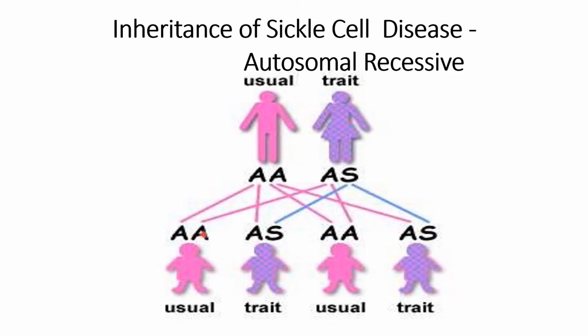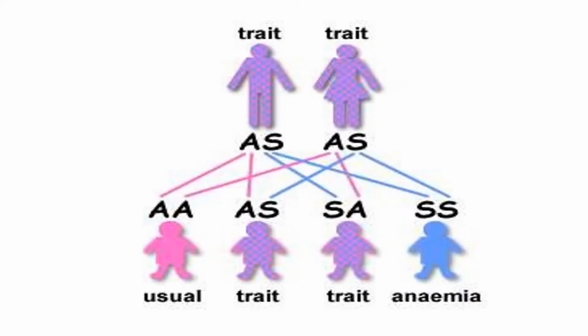See, one AA and the other AA. That means out of 4, 2 are normal, that is 50%. Then out of 4, 2 are with trait, that is 50%. Or in other words, 50% of their children are normal and 50% are having sickle cell trait, if one parent is normal and the other parent is having sickle cell trait. This is one possibility. The other possibility of inheritance is if both parents are having sickle cell trait.